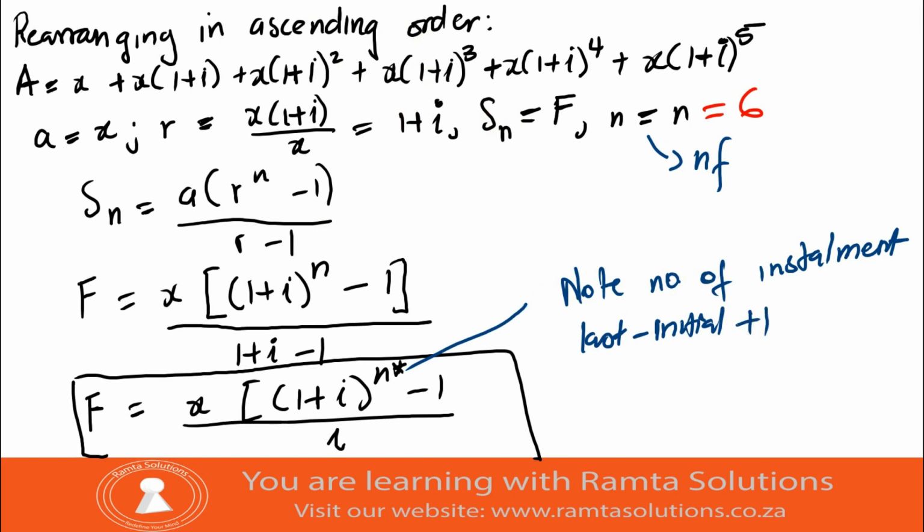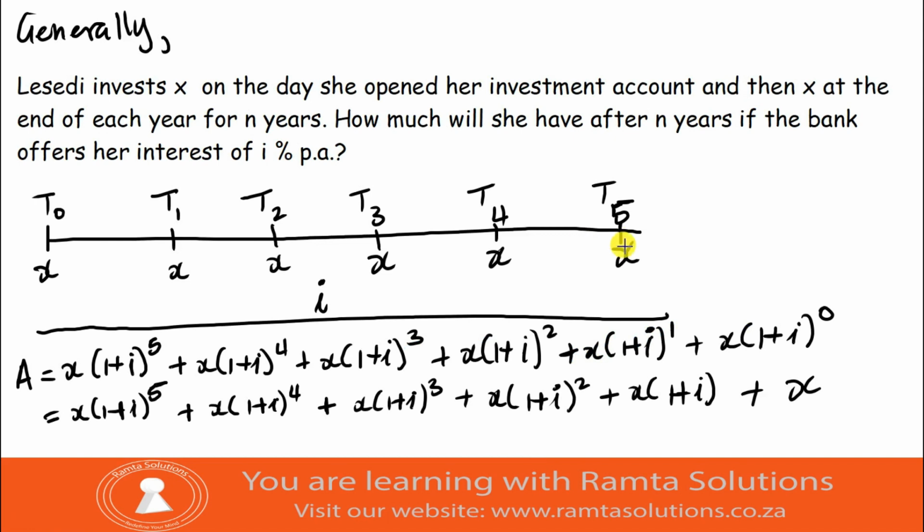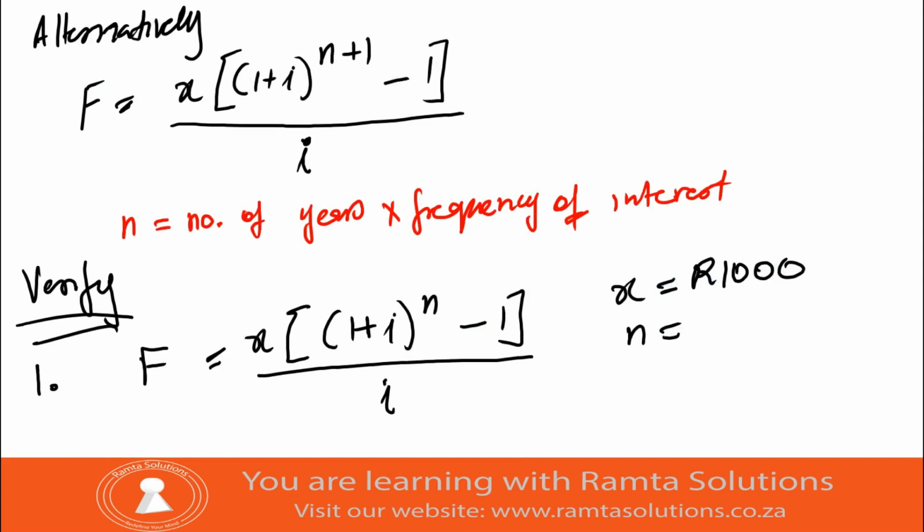So let's go to the timeline. When was the last payment made? On the 5th year. So our n will be 5 minus, when was the initial payment made? At the beginning, at time 0, plus 1. What is this? This is 6. Can you see that? This is 6. And then what is our i? Our i is 0.1.